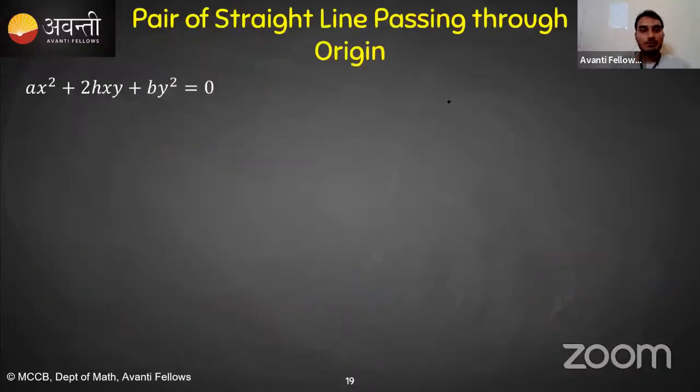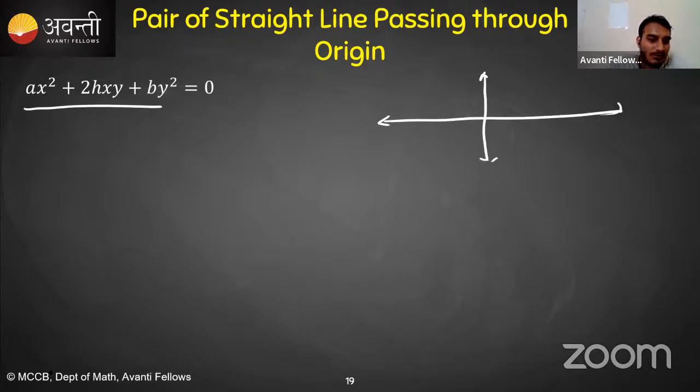Okay, so now we are focusing on the pair of straight lines which are passing through the origin, right? Or in general, we can say that these lines are represented by the homogeneous equation of degree 2, so ax square plus 2hxy plus by square is equal to 0. One thing you should note here, if the line is passing through the origin, the line will be like this. Let's say one line is like this and another line is like this, which are passing through the origin, right? This is the x-axis, this is the y-axis. So we can represent these lines like y is equal to m1x and y is equal to m2x.